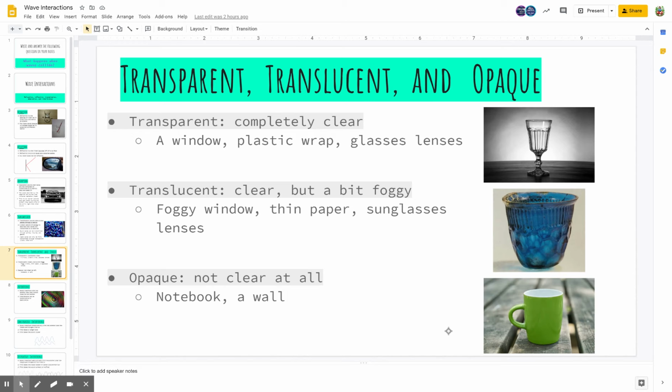We can't see anything that's behind that mug. Now, if we moved around to the other side, we could, but we can't see through that mug. It is not clear at all. Another example would be like a notebook or a wall or a person. You can't see through them.